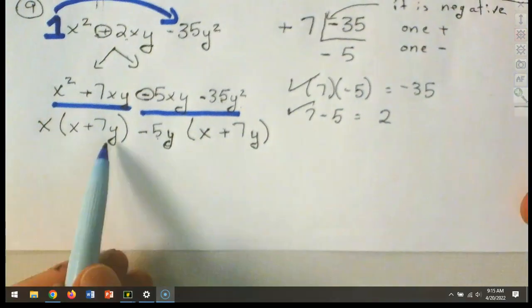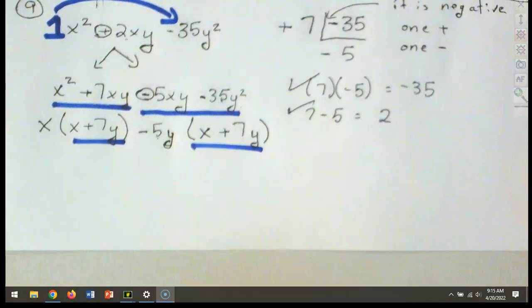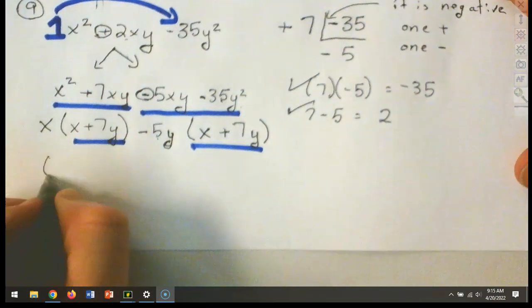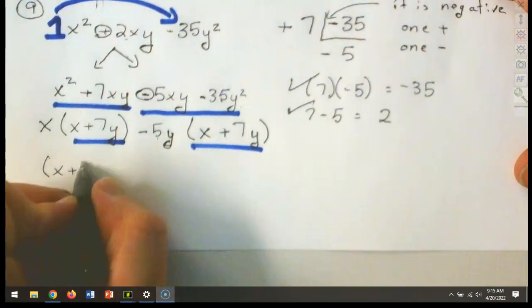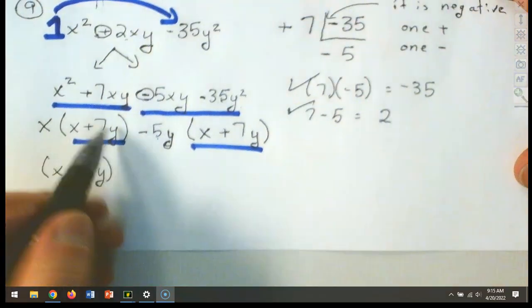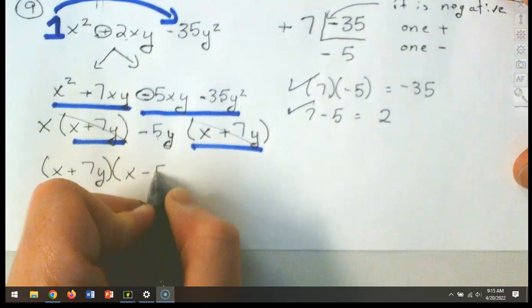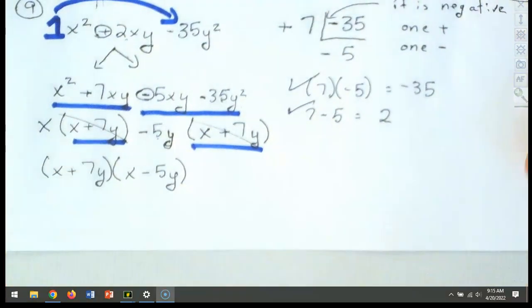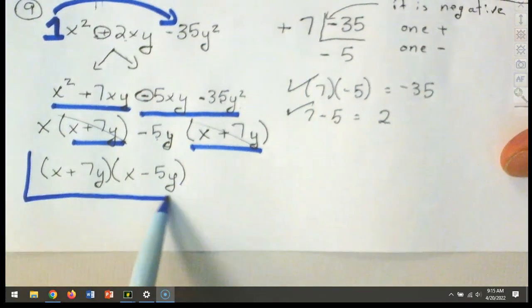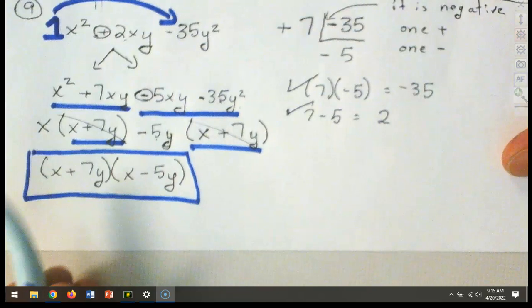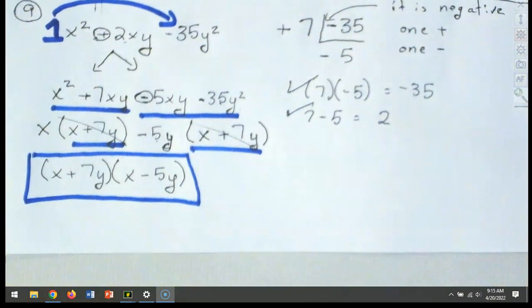Next step, are these exactly the same? Yes, they are. So that means then that an x plus 7y can come out. Gone, gone. And what's left over? X minus 5y. That's it. And that's your final, finished, factored answer.